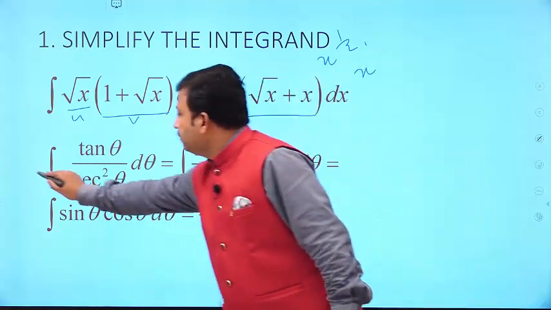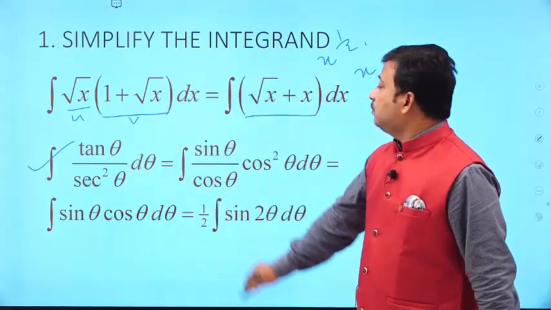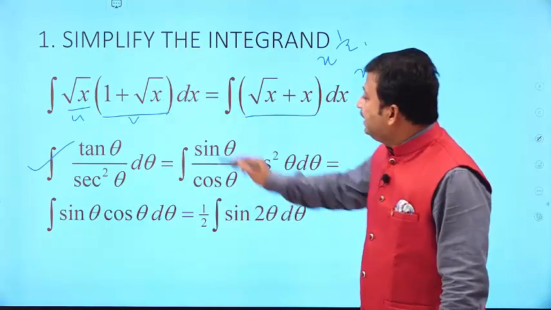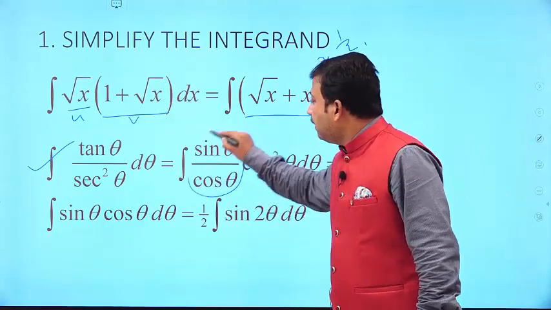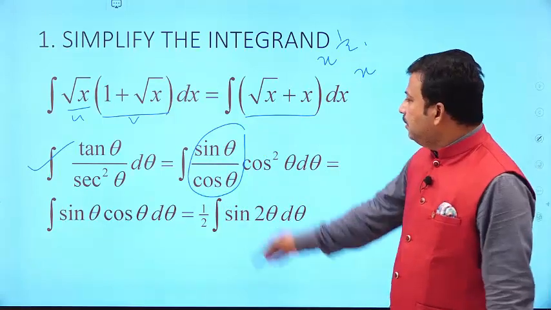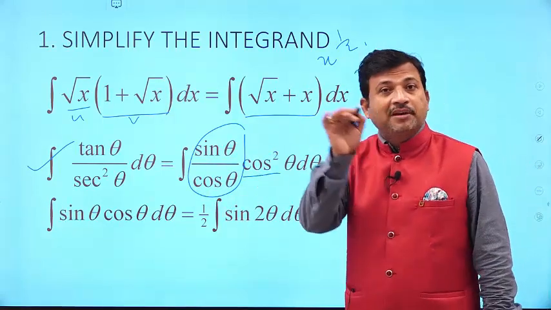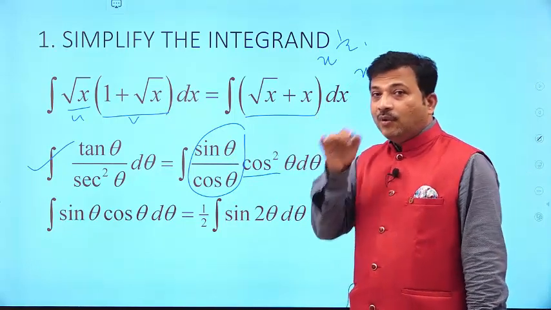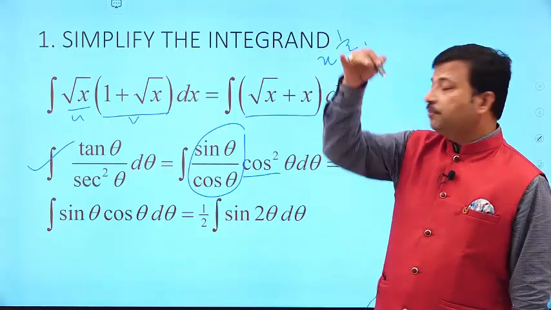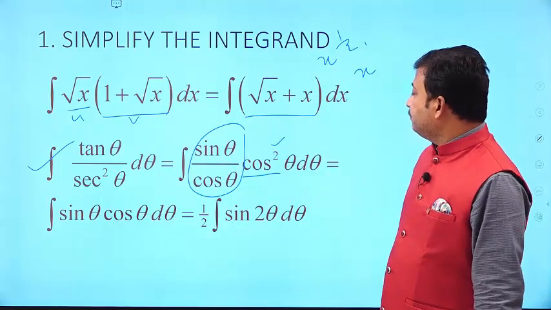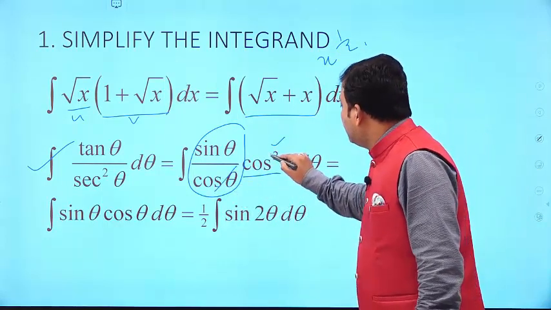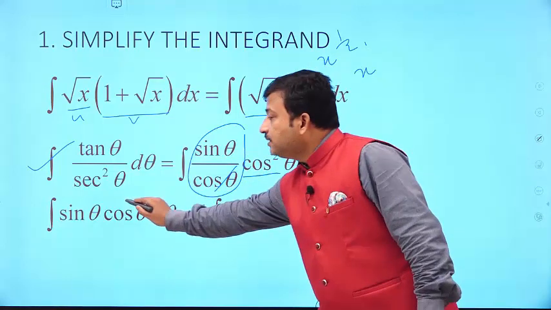Now see the second problem. Integration of tan theta by secant square theta d theta. What do you do here? Tan theta I write as sin theta by cos theta. Secant square theta equals what? 1 by cos square theta. Right? It goes to the top, so cos square theta into d theta. Is it clear? One cos theta will cancel here. So sin theta into cos theta I can write.